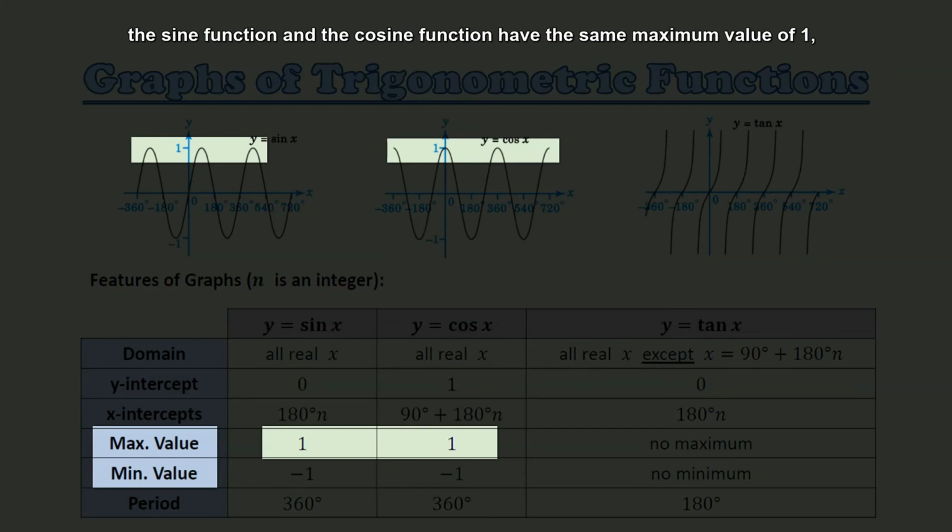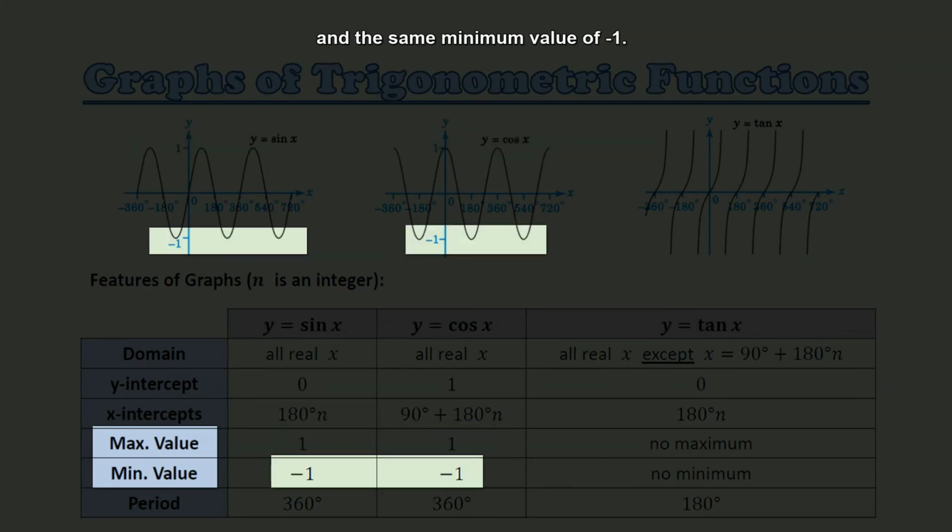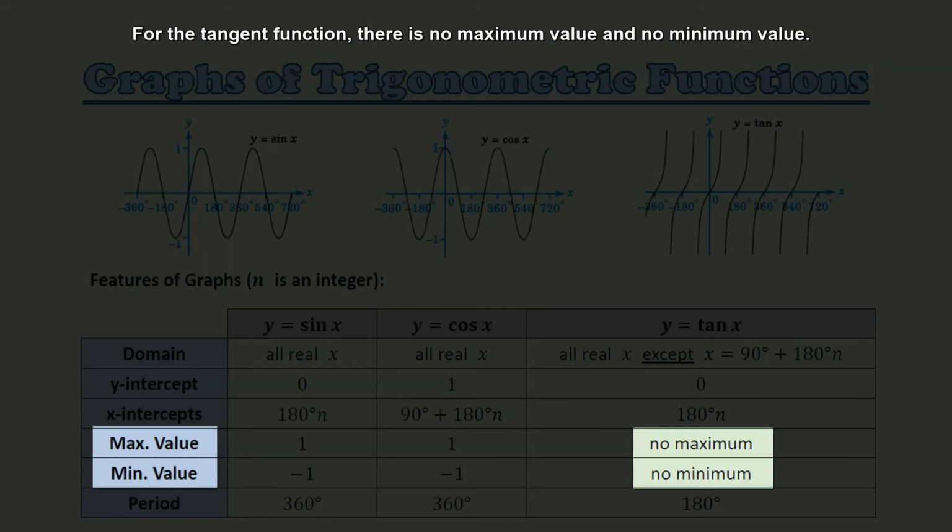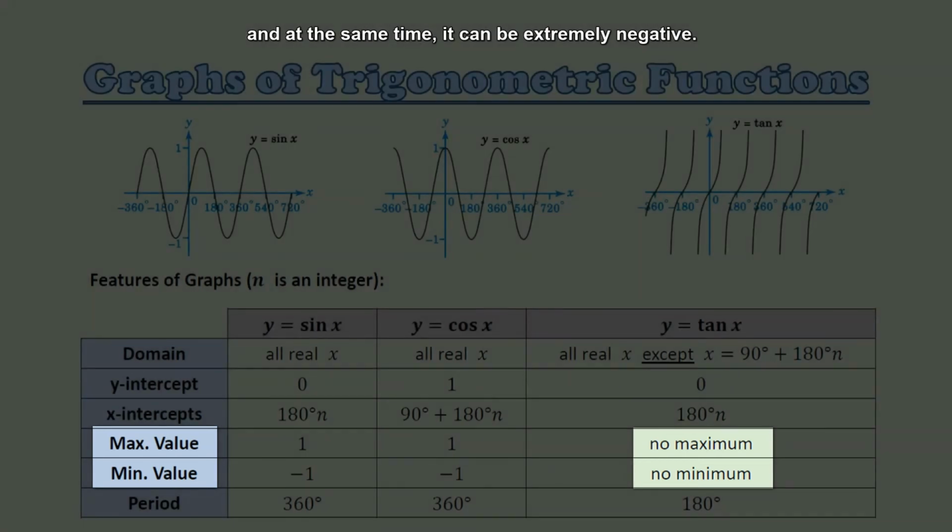For the maximum value and the minimum value of the function, the sine function and the cosine function have the same maximum value of 1 and the same minimum value of -1. For the tangent function, there is no maximum value and no minimum value. It means that tangent can be extremely large, and at the same time it can be extremely negative.